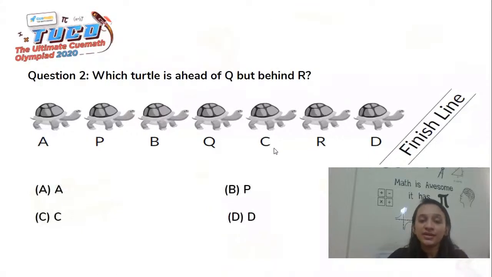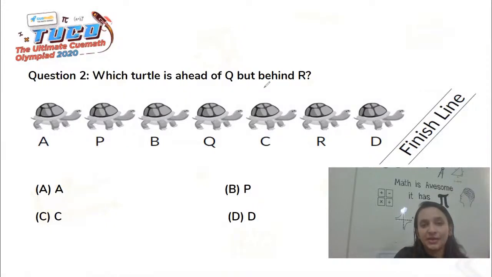Okay, so we see some more turtles here, or the same set of turtles, but the question is a bit different here. It says, which turtle is ahead of Q but behind R? Now, as parents and teachers would see, or any other person would see this question, would find it very, very easy. But for you to understand, this is really very important, that students might not be really very thorough or really understanding the meaning of ahead and behind.